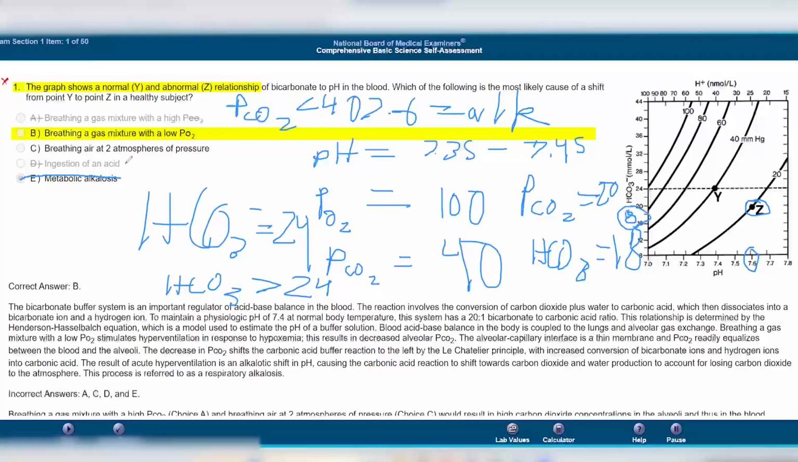Ingestion of an acid can't be right because we're alkalotic overall. And a high CO2 can't be right because that's respiratory acidosis. So we're between these two: breathing air at 2 atmospheres of pressure versus breathing a gas with low PO2.